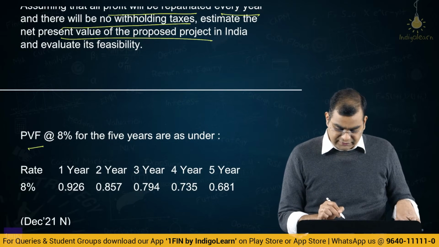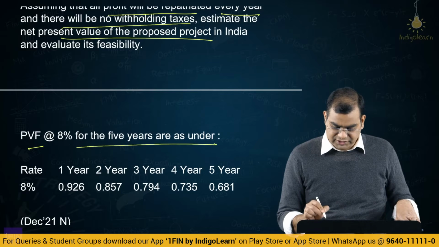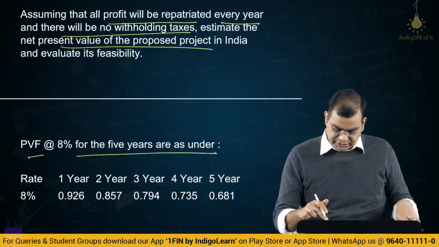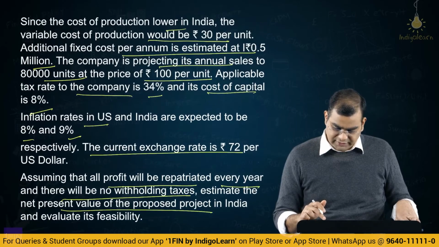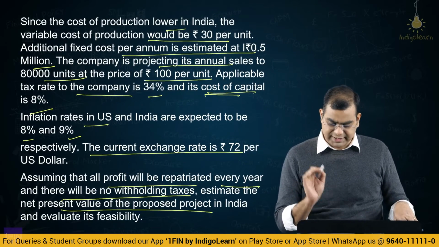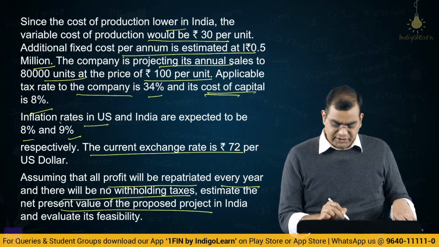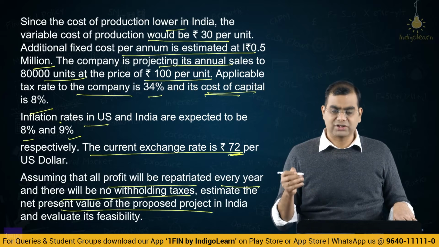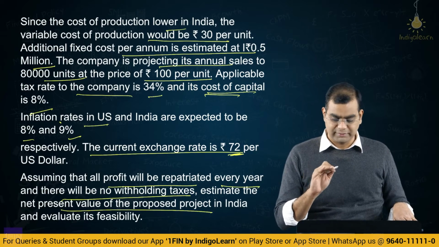They have said present value factor at 8% for the first 5 years as under. So they have given the 8% as the rate at which you have to discount. For that they have given present value factor. So they have given cost of capital also as 8%, so that is what will be used. And they have given inflation rates and the exchange rate so that you can figure out the exchange rate at which the remittance will happen, or how many dollars will be required.